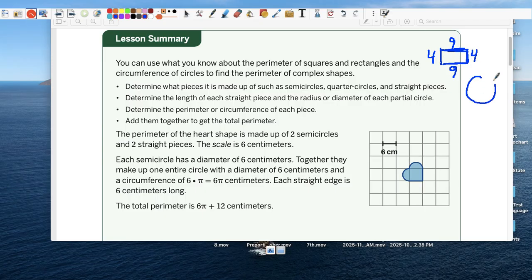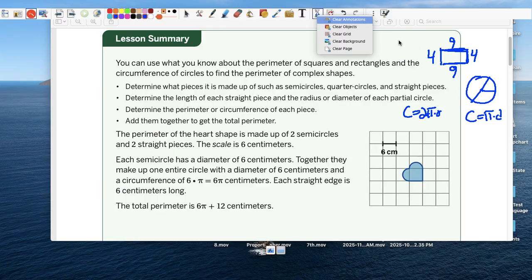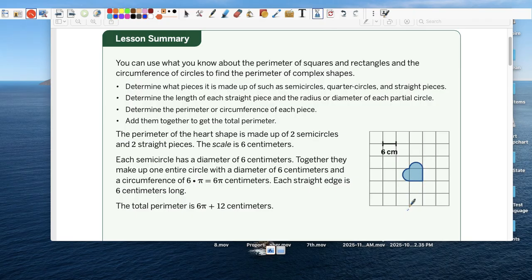If I asked you to find the perimeter of the circle, if I gave you the radius or the diameter, you would use C equals pi times the diameter, or 2 pi r. Too easy. But your task today was a complex figure, like you see here. Imagine you're taking a walk, and this is the shape of the park in front of your house.